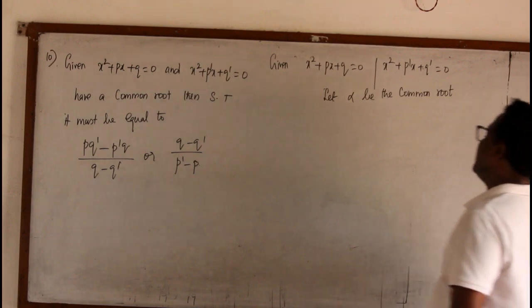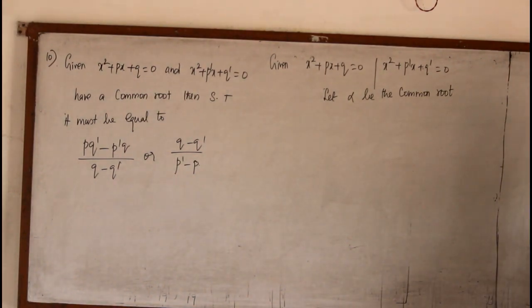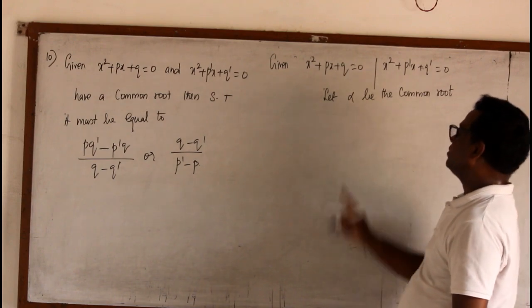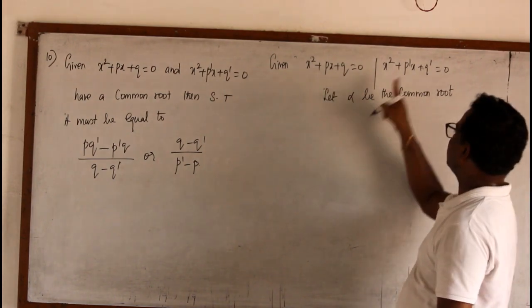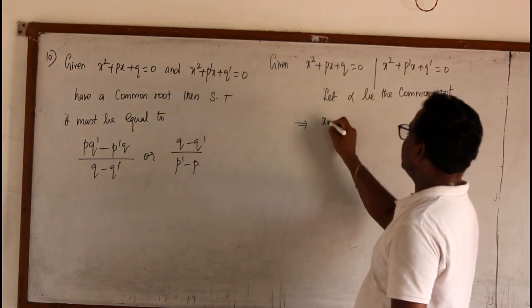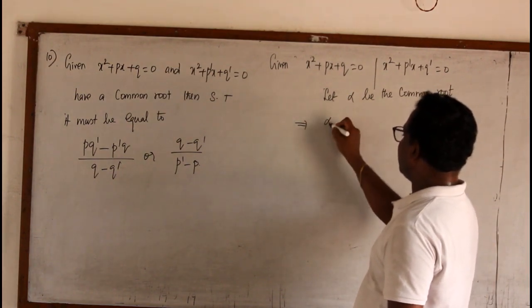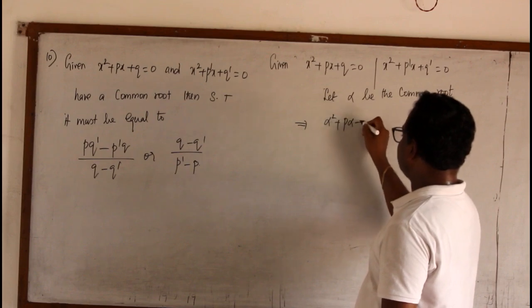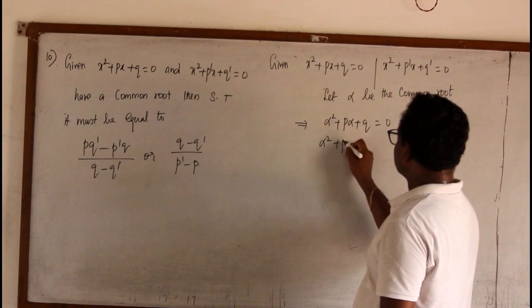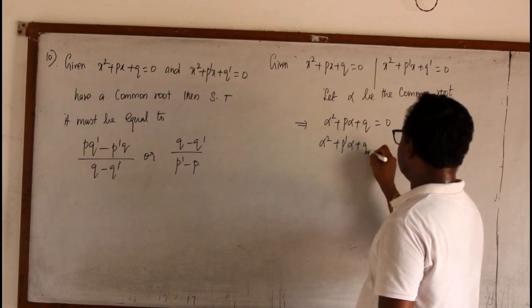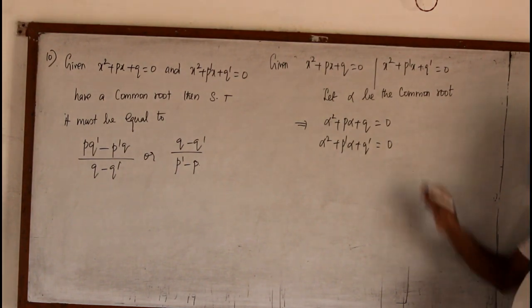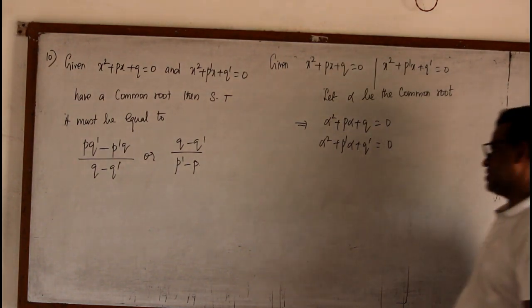Since both have one root in common, we shall take that root as alpha. If alpha is a common root, then alpha will satisfy this equation and also this equation. So this can be written as alpha square plus p alpha plus q equal to 0. Also, alpha square plus p dash alpha plus q dash equal to 0. Since alpha is a common root, alpha will satisfy both the equations.